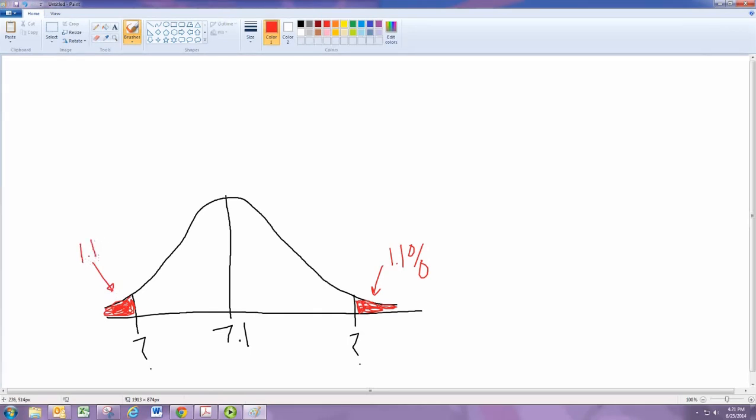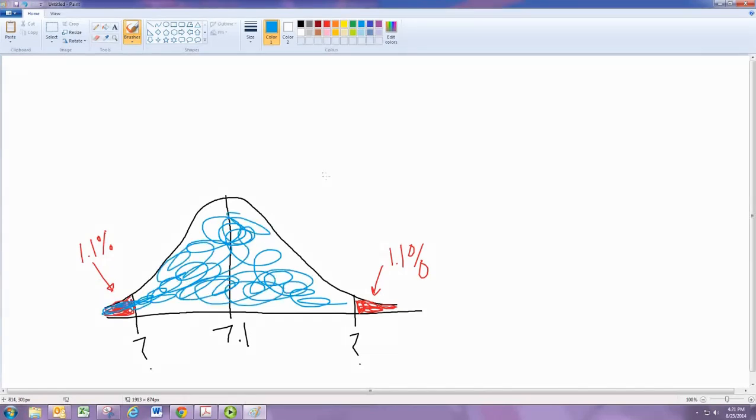Graphing calculator and Excel both want areas to the left, so finding this one on the left is not a problem, because the area to the left is the 1.1%. But what if you want to find the maximum heights to use? Then you don't have area to the left, you have area to the right. But if you remember that the total area is 100%, then just subtract the 1.1%, and you can easily find that the total area to the left, which includes that piece there, would be 98.9%. So using the 98.9%, we could find the cutoff for the maximum value. Again, these would be using the inverse norm or norms inverse functions in the technology tools.